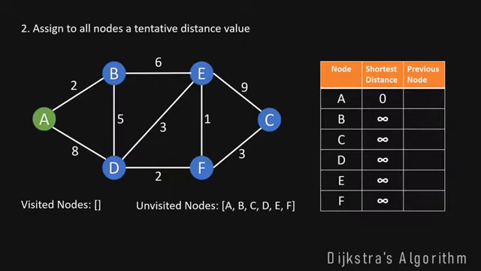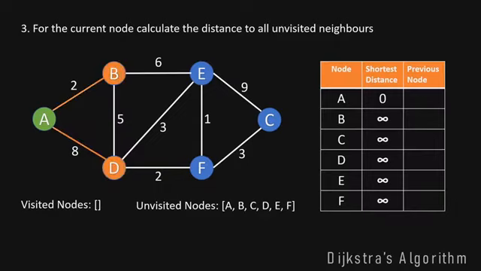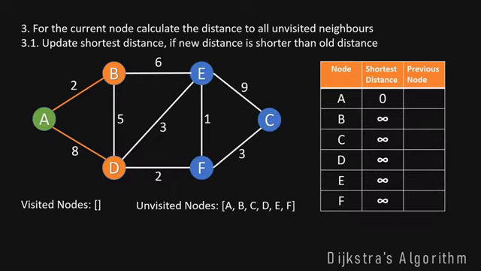Since we start at node A, we start by calculating the distance to all unvisited neighbors of A. The distance from A to B is 2, and the distance from A to D is 8. And now we can update our table on the right if we have found a new shorter distance to one of the unvisited nodes. So B and D are unvisited, and the current distance is infinity. So we can update the distance from A to B to 2, and store A as the previous node in our table. And the same applies to the node D. We can update the shortest distance to D to the value of 8 and with the previous node A.